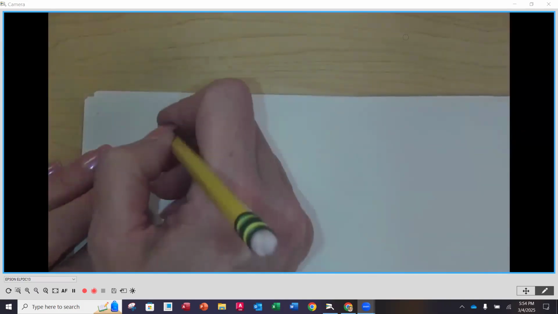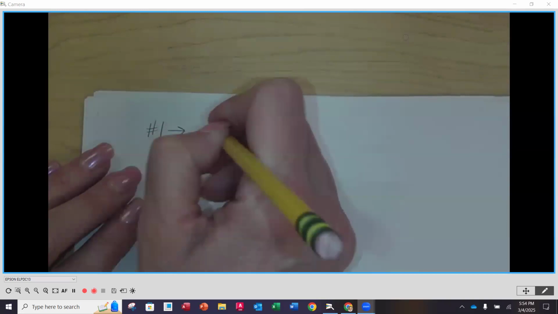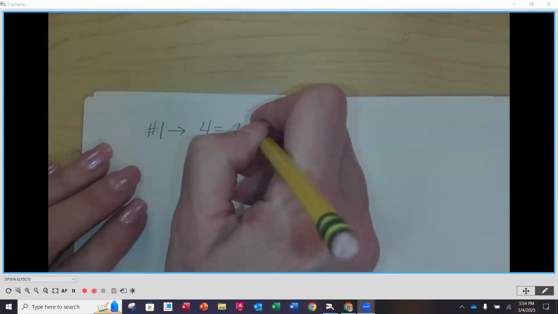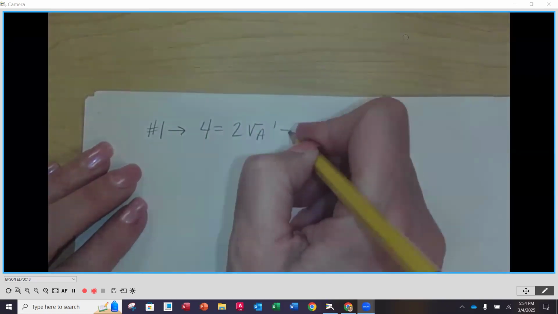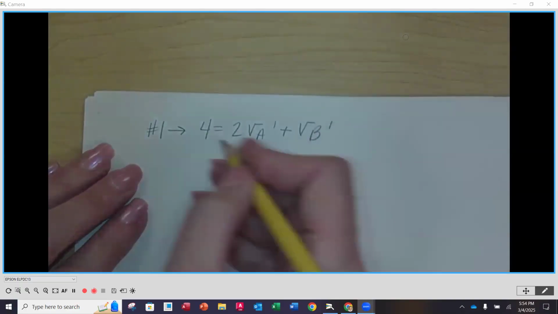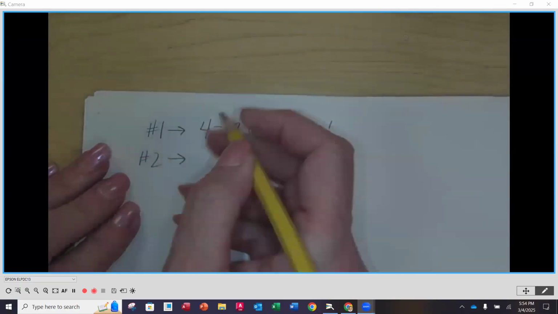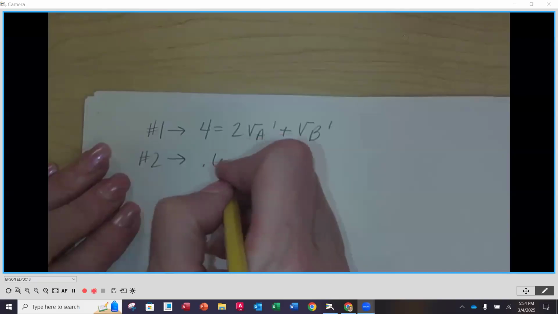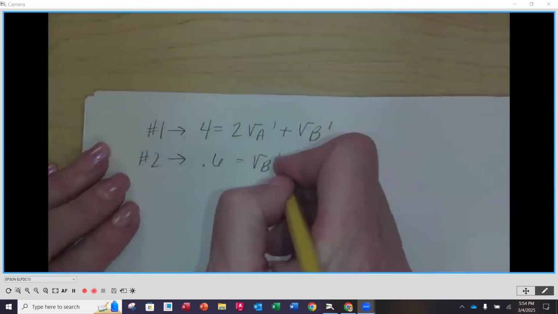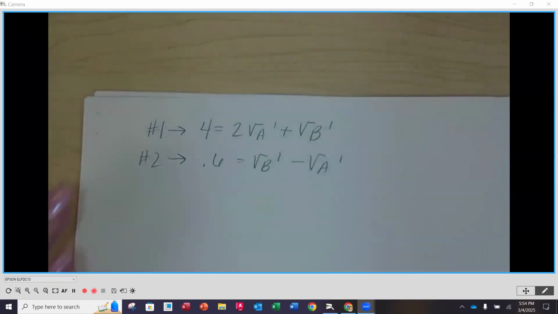So I'm just going to rewrite these 2 equations. Equation number 1 is going to be 4 is equal to 2 VA prime plus VB prime. And then equation number 2 is going to be 0.6 is equal to VB prime minus VA prime. So again, 2 equations with the same 2 unknowns.